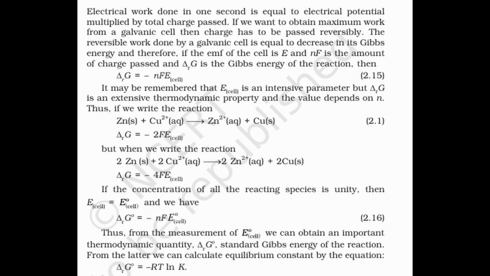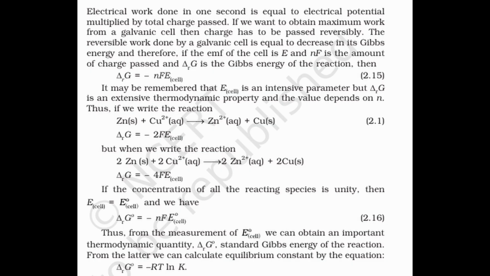Here, the cell potential is an intensive property, meaning it does not depend on the amount of substance, while Gibbs free energy is an extensive property and depends on the number of electrons transferred. That is why doubling the reaction doubles the change in Gibbs energy, but does not change the cell potential.